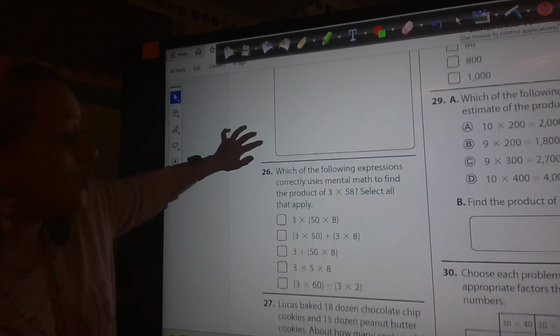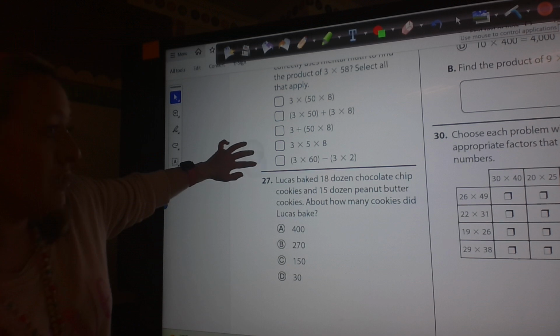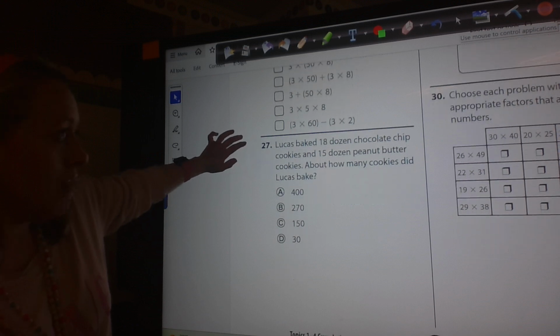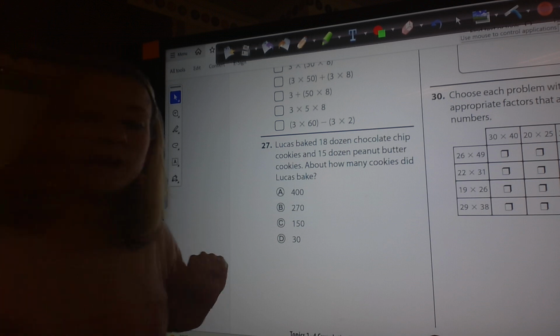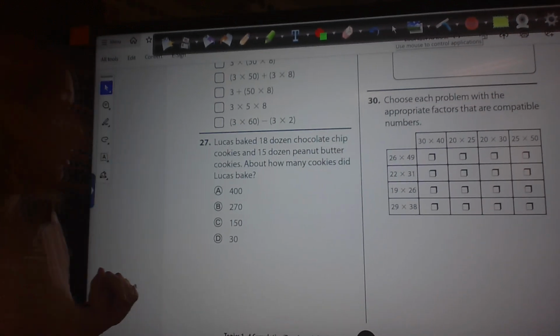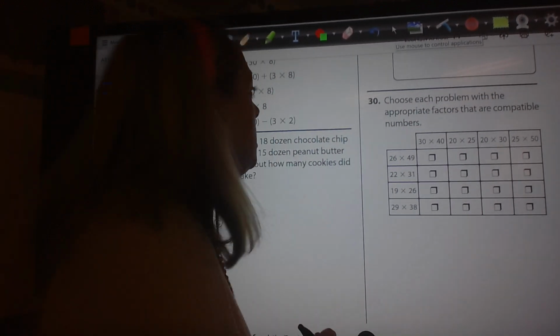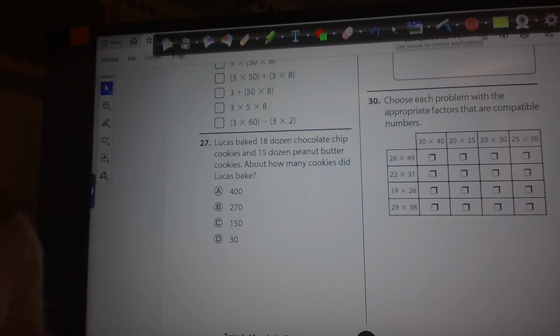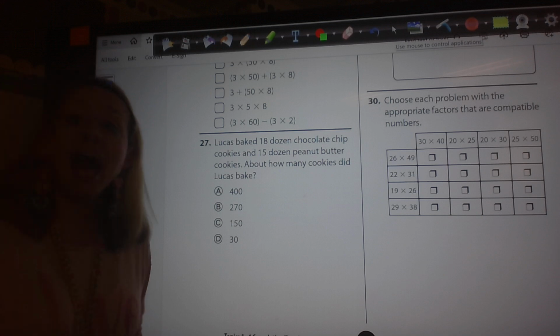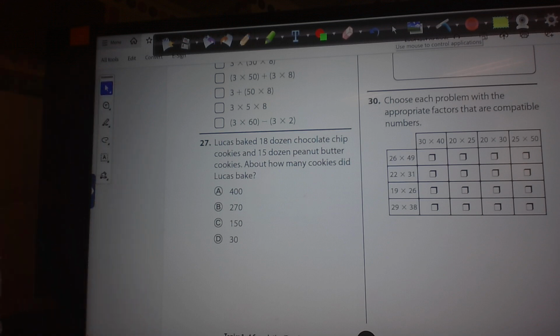All right, most of these are just partial products. So this is a really good way for you to practice this. Okay, let's look at number 30. And then I'll let you work in your groups. So choose each problem with the appropriate factors that are compatible numbers.